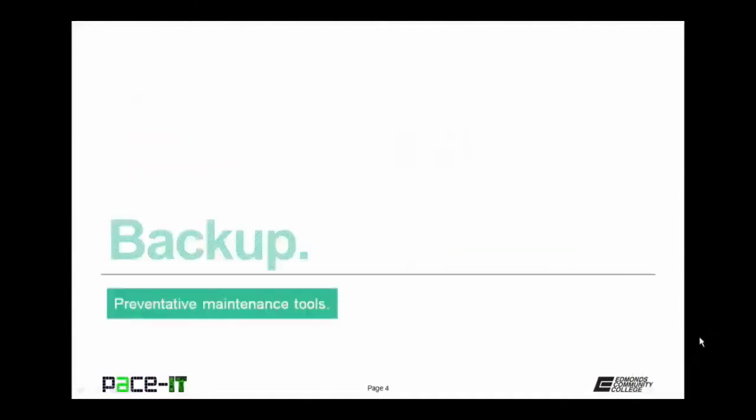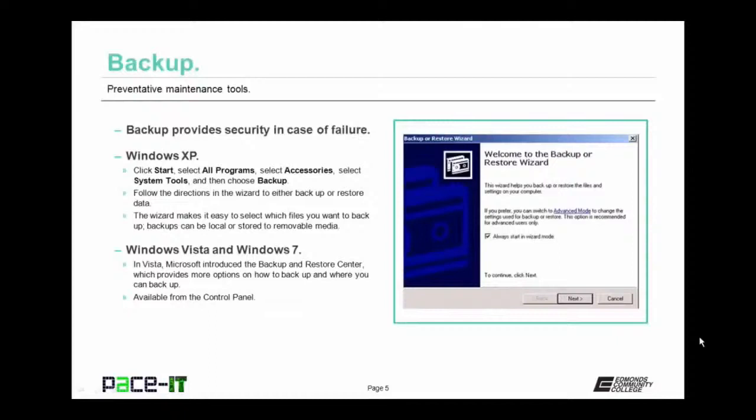We're going to begin by talking about backup. Now, the Windows Backup utility provides security in case of disk failure. It can back up your operating system and your hard drives. Now, for Windows XP, the way that you get to the backup function is you click Start, then All Programs, then Accessories, then System Tools, then Backup. And you follow the directions in the wizard from there. The wizard does make it easy to select which files that you want to back up. Your backups can be local or made to removable media.